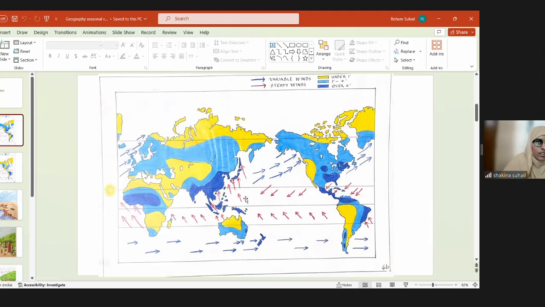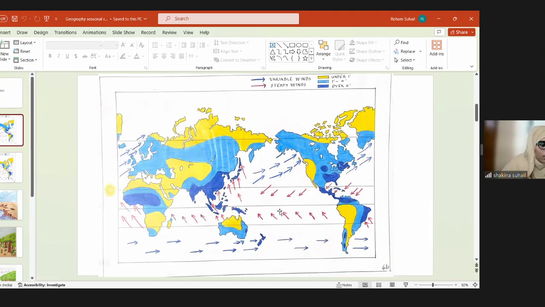So now let's look at the chart. Let's look at the colors in the chart. So this yellow color over here indicates that it is a place where rainfall is under 1 inch. And in the light blue, the rainfall is about 1 to 4 inches. And the dark blue says that the rainfall is over 4 inches. And we are very well aware about the variable winds and the steady winds.